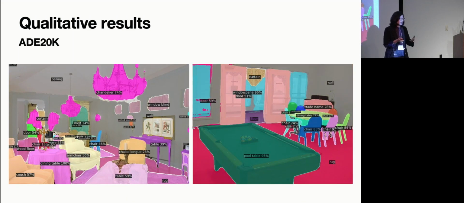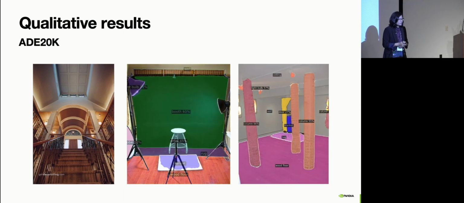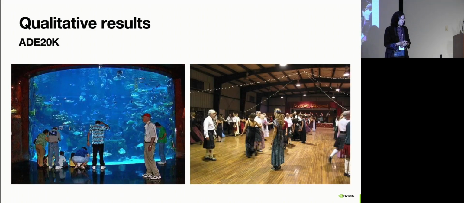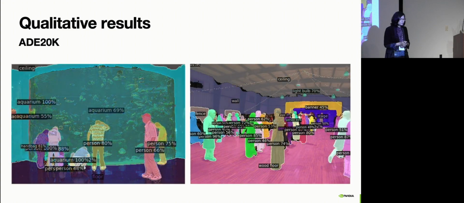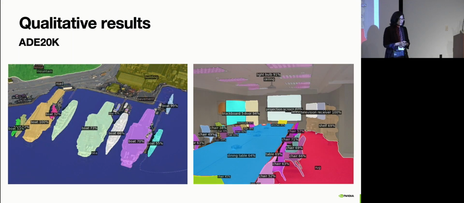And as I pointed out, in this panoptic segmentation task, it's trying to label both the background things like ceiling and window, amorphous stuff, as well as foreground objects. And here are some more additional results. And some more. And I will scroll through these quickly.